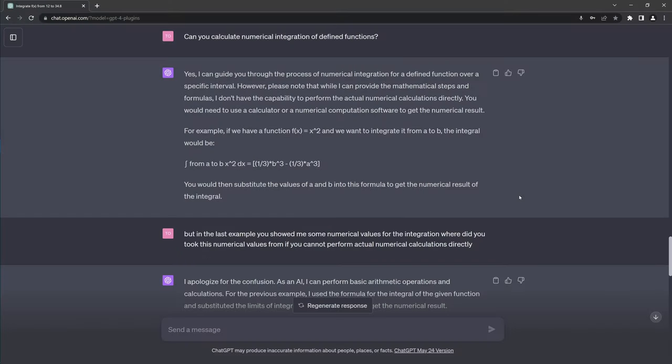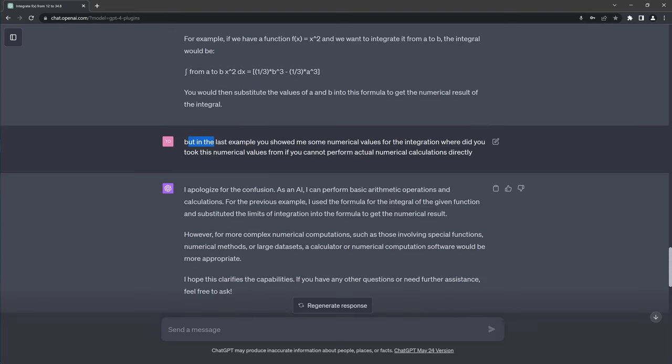What have I learned from this MIT endeavor of the perfect GPT-4? A lot. And now I understand GPT-4 better. Have a look at this. I asked, can you calculate numerical integration of a defined function? And as I showed you, it said it can provide the mathematical steps, but doesn't have the capability to perform the actual numerical calculations directly. And I went on: but in the last example, you showed me numerical values for the integration exercise. Where did you take these numerical values from, if you cannot perform actual numerical calculations directly?